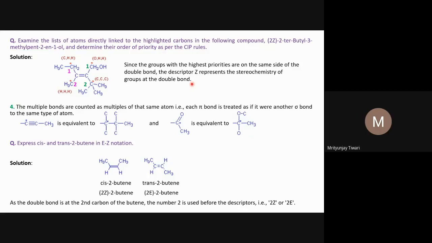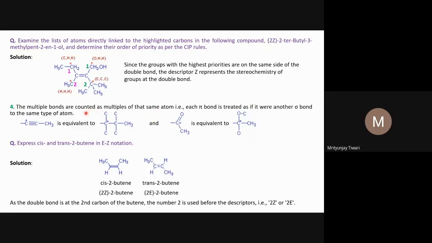Now let's see another rule which is also very important. The multiple bonds are counted as multiples of that same atom. So multiple bonds are counted as what? The multiple of the same atom. Suppose there is a carbon-oxygen double bond; it means that a carbon is associated to two oxygen atoms. So this carbon and two oxygen atoms are there. This is how we decide the priority. The multiple bonds are counted as multiples of that same atom. That is, each pi bond is treated as if it were another sigma bond to the same type of atom.